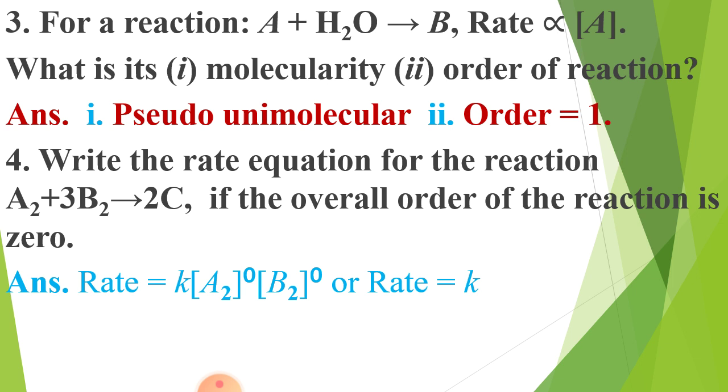Question number 4. Write the rate equation for the reaction A2 plus 3B2 giving 2C, if the overall order of the reaction is 0. So we have to write the rate of reaction if the order of reaction is 0. That means the rate of reaction does not depend upon the concentration of A and B. So we write the rate equation like this: rate equal to K [A2]^0 [B2]^0. That is, the rate equal to K.